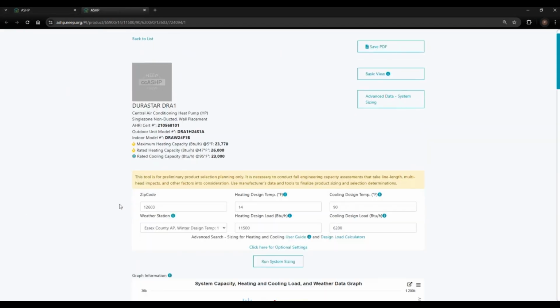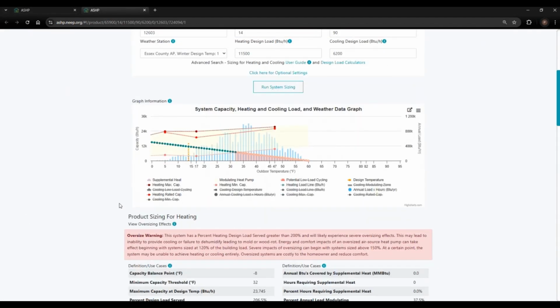As we open up the product page for this selected product, we should scroll down to the system capacity, heating and cooling load, and weather data graph. In this graph, we can analyze the visualization of how the system should operate year-round. Currently, we are looking at the heating season operation. You can see in the background the annual load times hours histogram, which peaks around 36 degrees, which means most BTUs per year are around this temperature. Further left is our design temperature, which is 14 degrees.